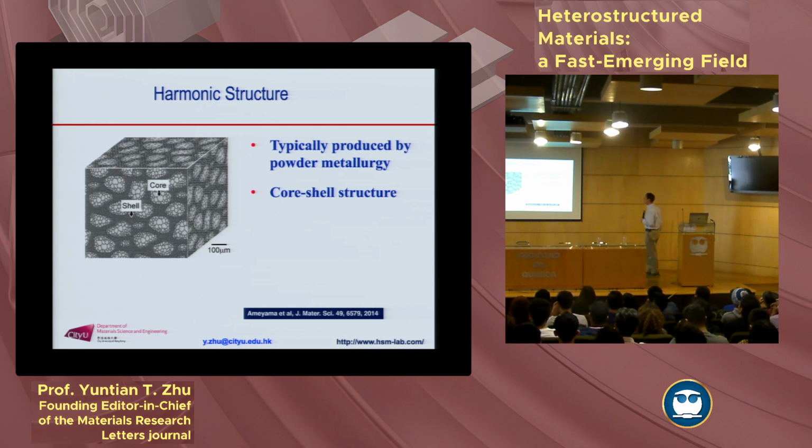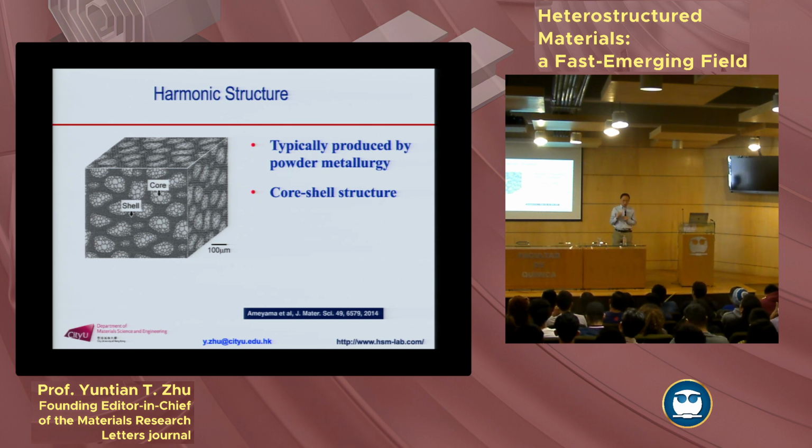This harmonic structure is by my friend Professor Ameyama in Japan. He worked on this type of material for a long time. What he did was he got this large particle. He did a low energy ball milling. Surface of the particle is nanocrystalline. Inside is coarse grained. They consolidated them and formed this kind of structure. He named it a harmonic structure.